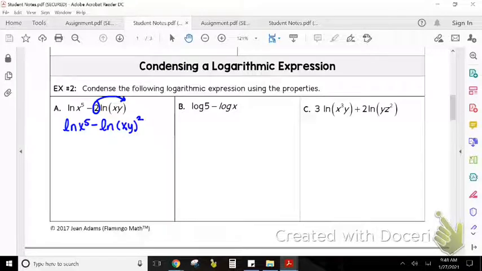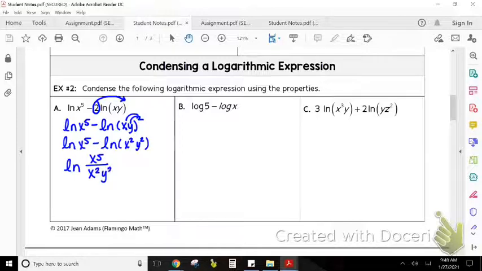And then we have options here. I'm going to go ahead and give the square to both of these. So we get the natural log of x to the 5th minus the natural log of x squared y squared. And then we can go ahead and put it together because we got subtraction, which means we can put it together through division. So we're going to write the natural log. The first one, remember, is our numerator, minus, so divided by, and then our denominator is the second one.